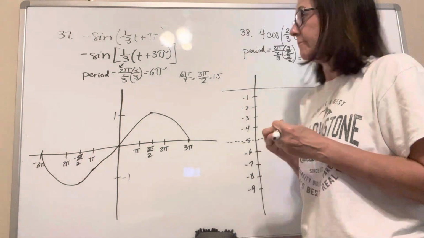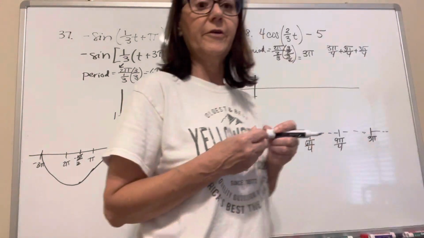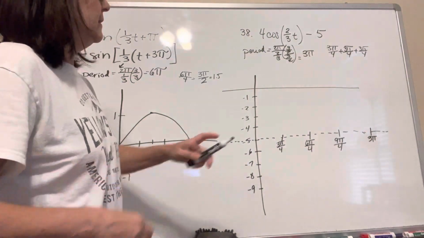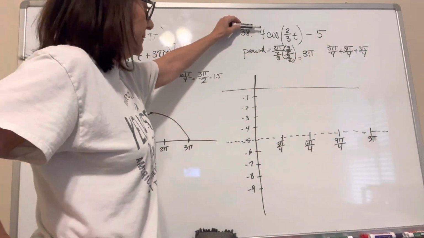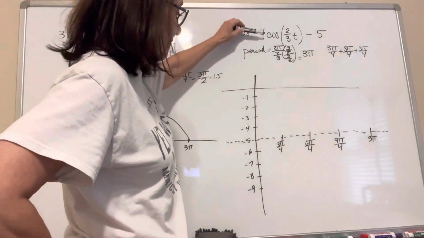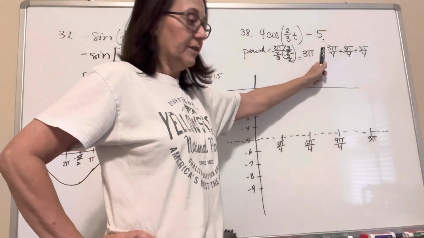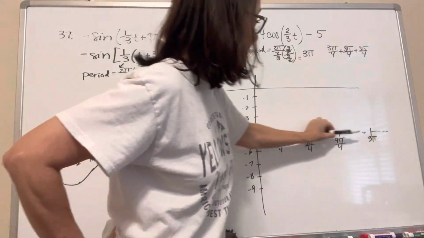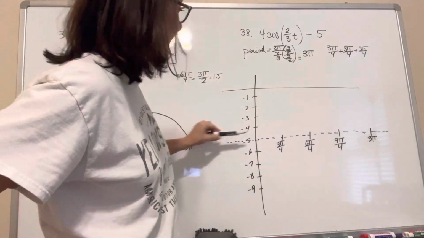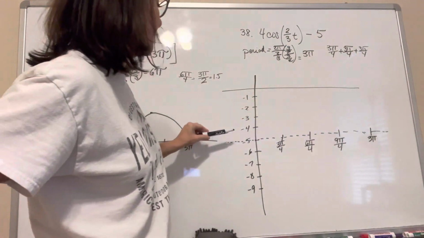All right. Now, for number 38. 4 is my amplitude. It's going to go up 4 and down 4. Negative 5 is a vertical shift down, so that's like my new x-axis. So I drew a new x-axis at negative 5.